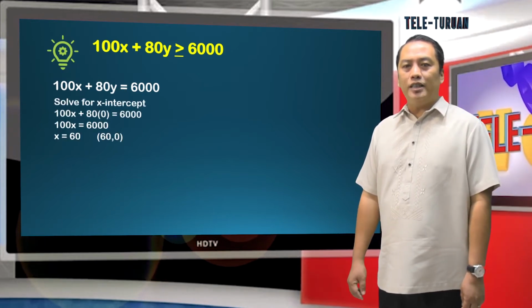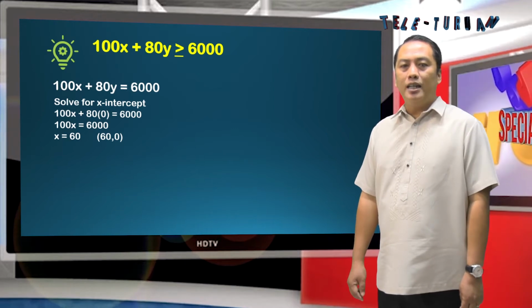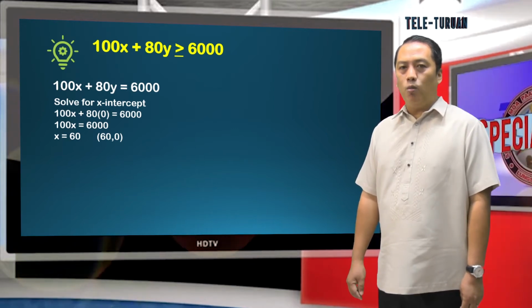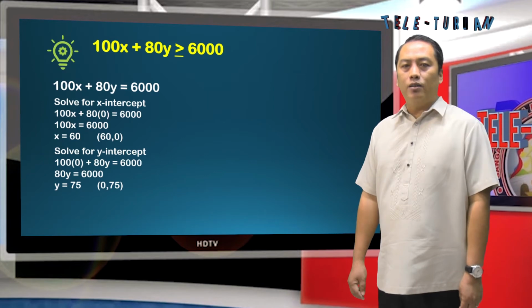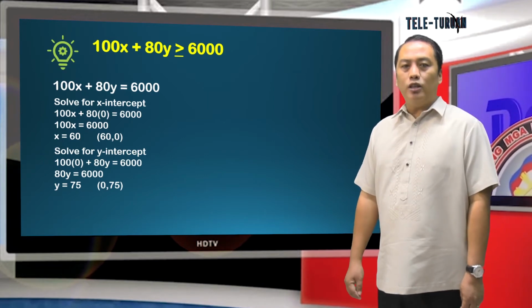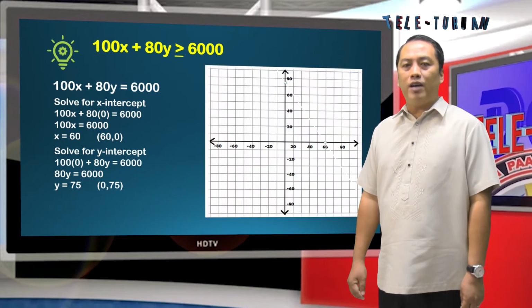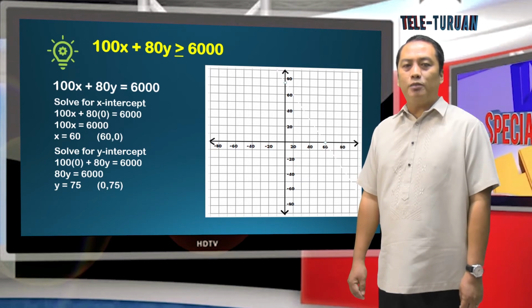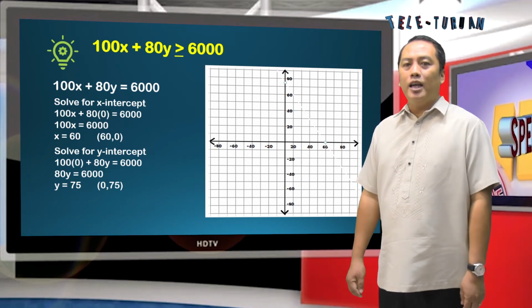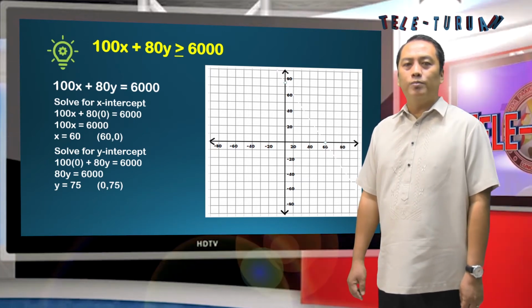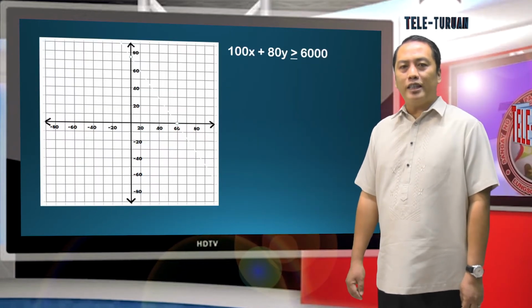Solving for the x-intercept, we have the x-intercept at (60, 0), and the y-intercept is at (0, 75). Plot it on the Cartesian plane and draw the plane divider. We have a solid line as plane divider since the symbol is greater than or equal to. Next, we choose a test point.